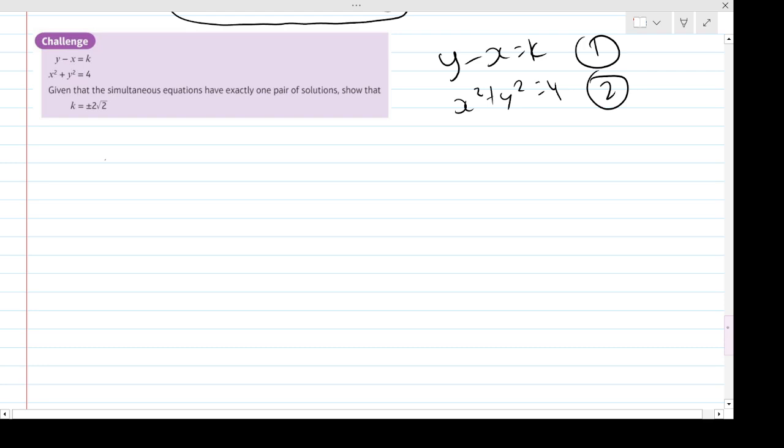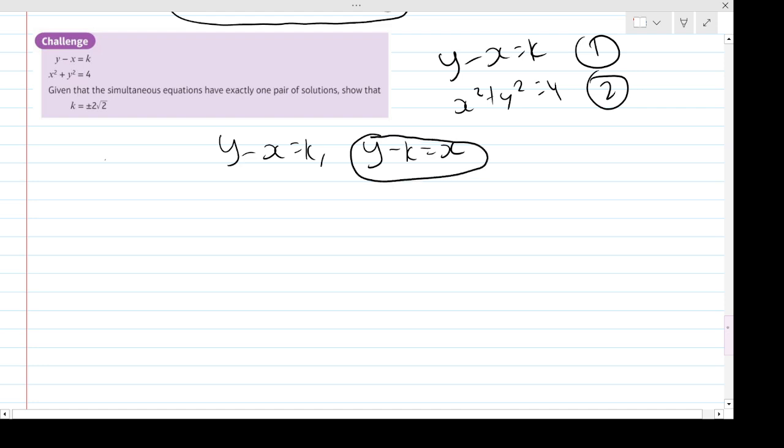Okay, well, first we want to substitute. So I could either rearrange for x or y. Okay, I've done y this whole time. I'm going to rearrange for x now. Okay, so y minus x is k. Then I'm going to rearrange for x, and then I'm going to plug that in for x squared here in equation 2. So if I move x to the other side and then k to the other side, I get y minus k equals x, or x is equal to y minus k.